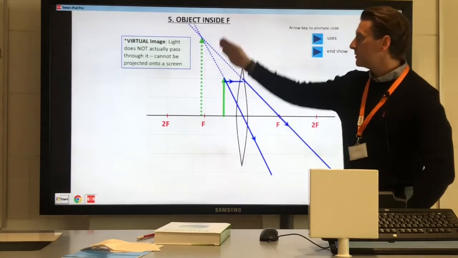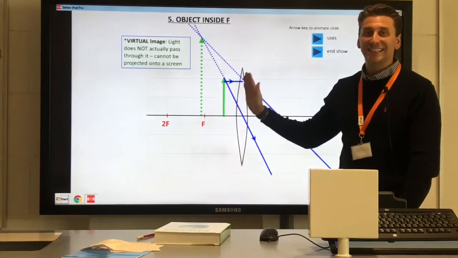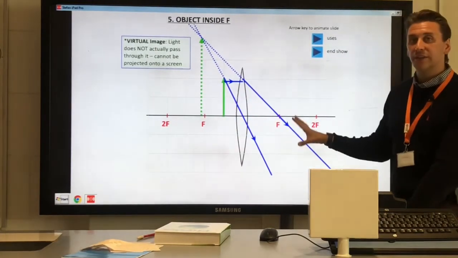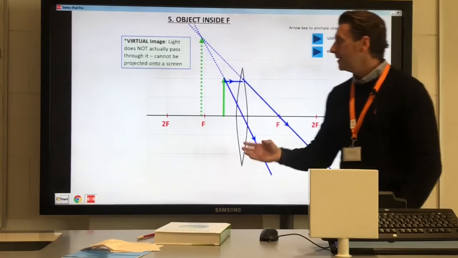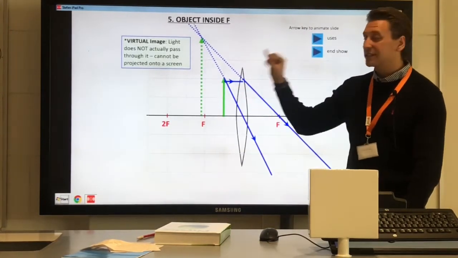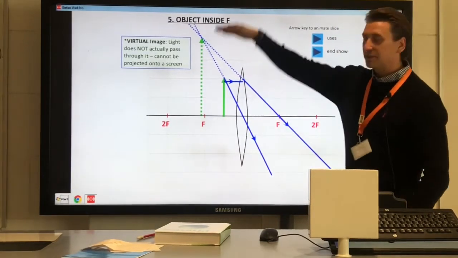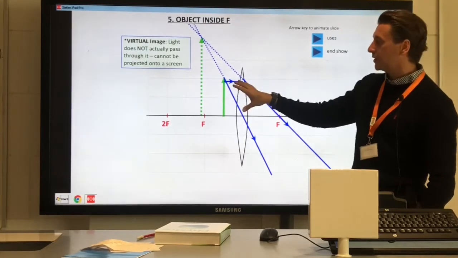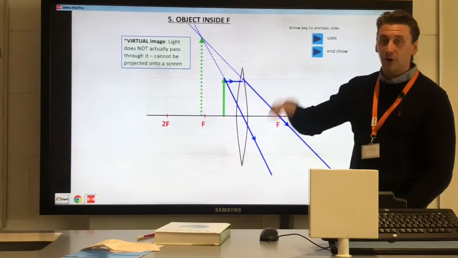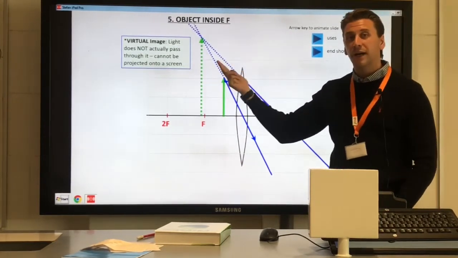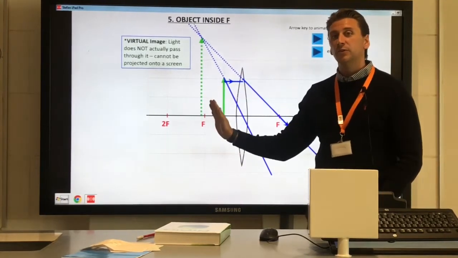The reason that this image is virtual is because the light rays cross on the same side of the lens as the object. So it's not real, it's not on this side, it's a virtual image, which we know means it cannot be projected onto a screen. It's clearly a magnified image because it's much, much taller than the object. It's actually upright, it's not upside down, it's above the axis, and it's produced just between f and 2f, further away than the object was itself.